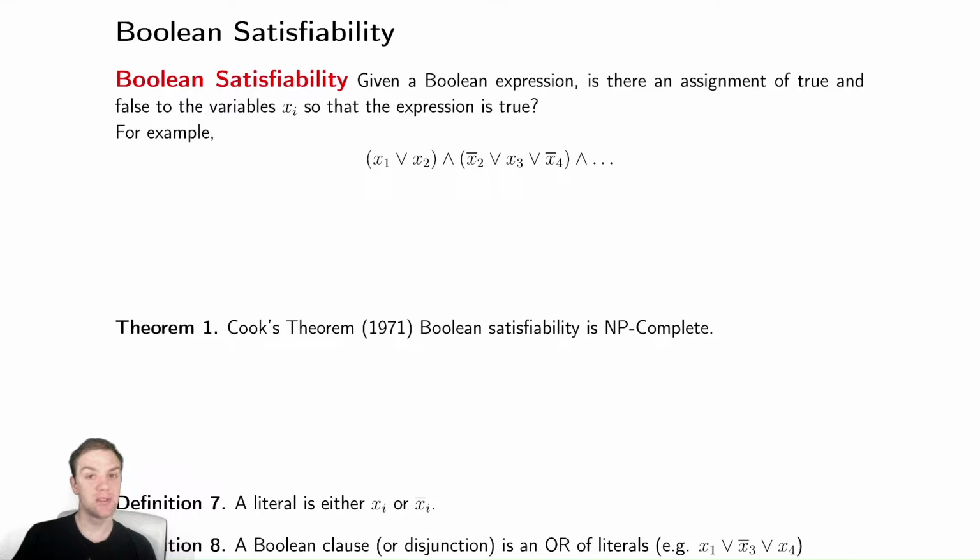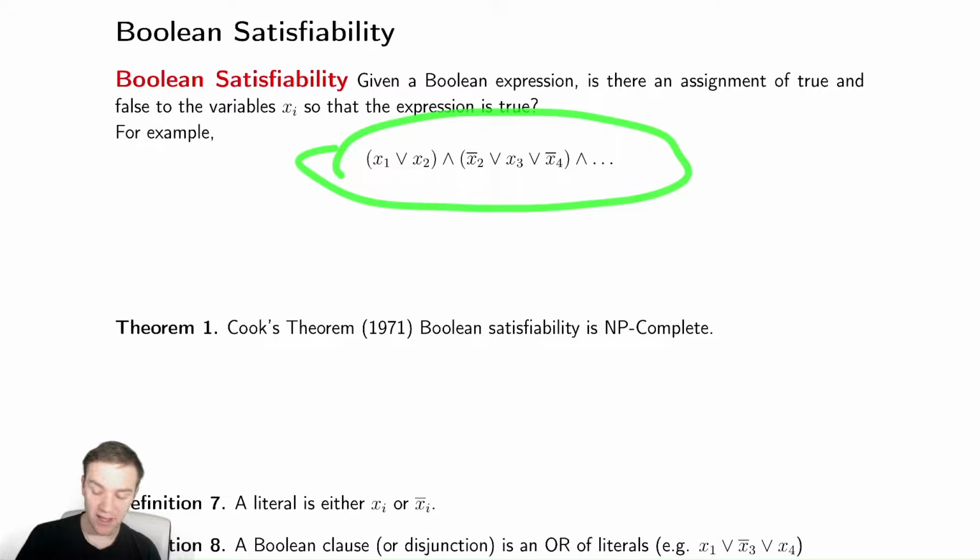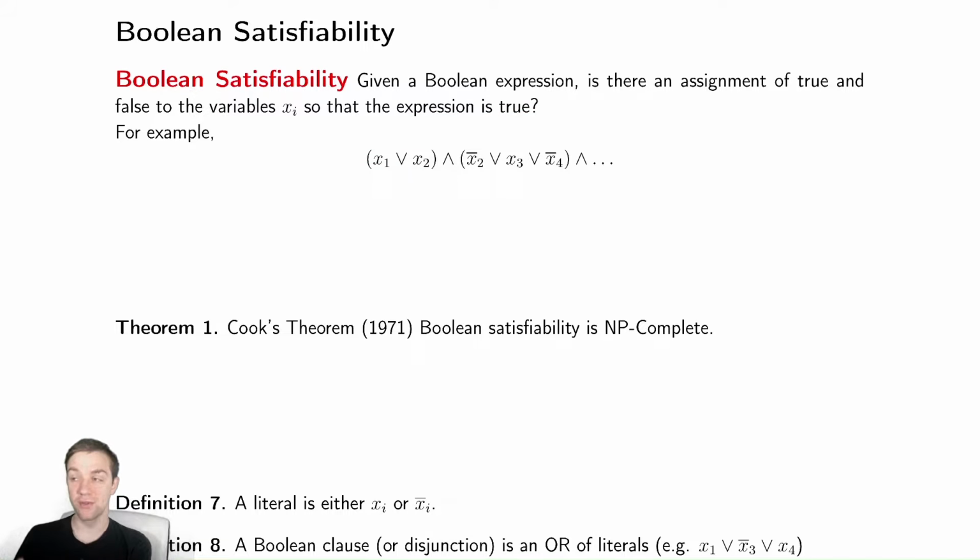For the rest of our videos, we're mostly going to be studying specific NP-complete problems and showing that they are NP-complete. Our first one is going to be Boolean Satisfiability. This sounds very fancy, it's a very easy statement. Given a Boolean expression such as this, can I assign true and false to the variables such that it is true? Very simple question. Can I satisfy that Boolean expression?